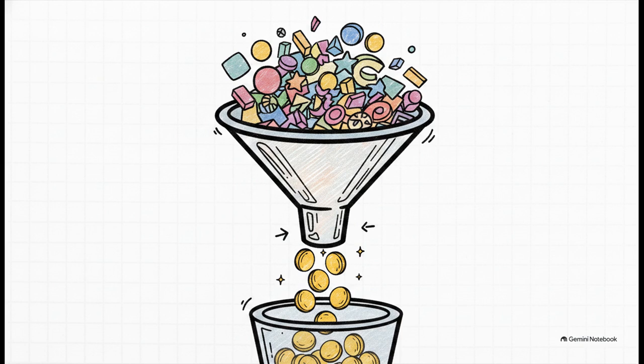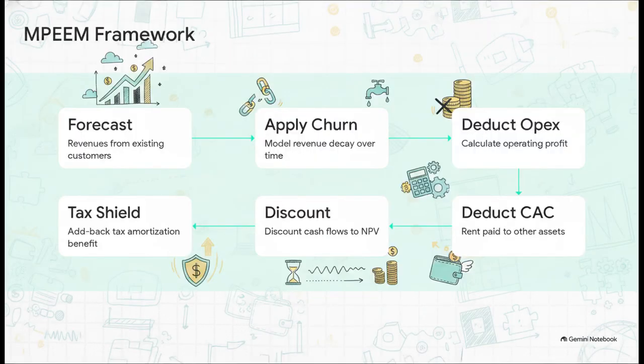Think of MPEM as a high-powered extraction tool. It's a mechanical filter that strips away all the background noise to isolate the exact cash flows generated specifically by your existing customers. So how does MPEM actually generate these results?